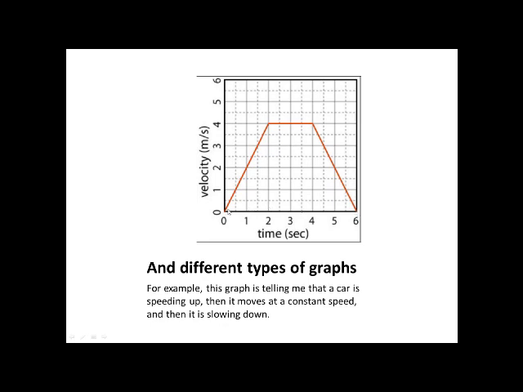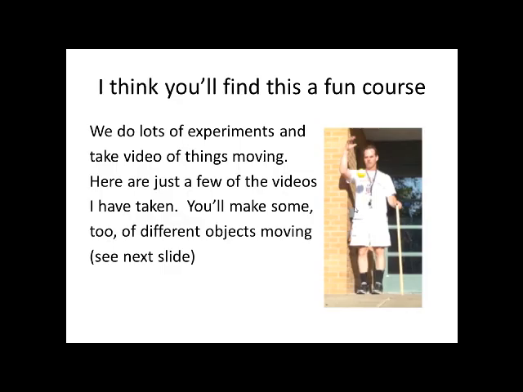So maybe this car is at a stoplight. The stoplight turns green. The car accelerates, gets faster and faster and faster, and then finally reaches some speed and stays constant. And then it finally slows down to a stop. Maybe there's another stoplight ahead. It's red now. You've got to stop the car. So this graph, and other types of graphs too, can help us determine how things move. Let's do the next slide.